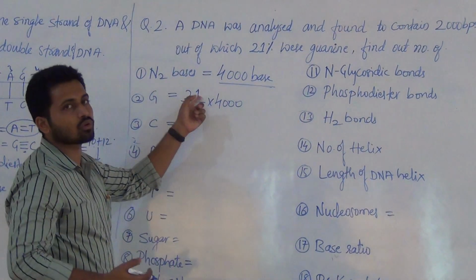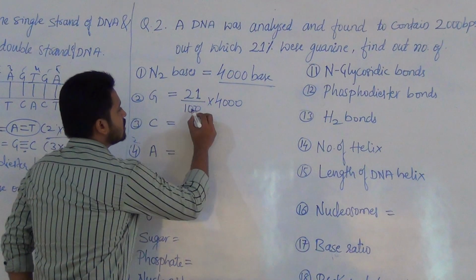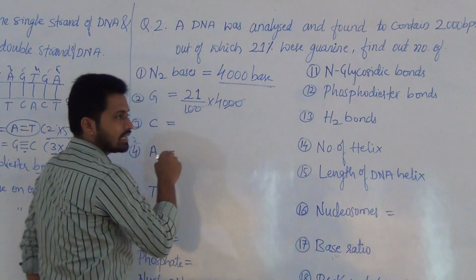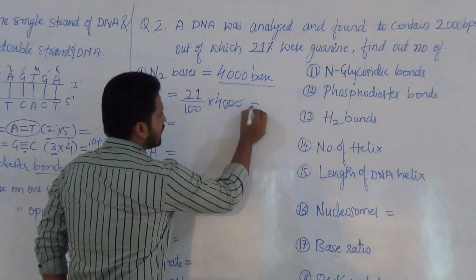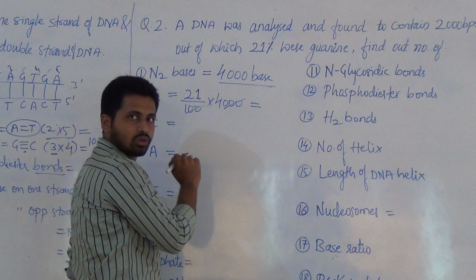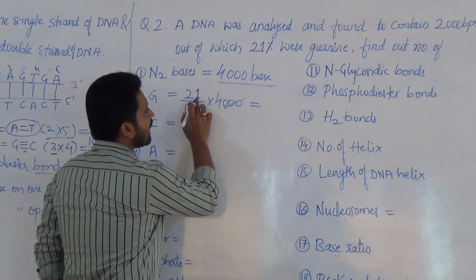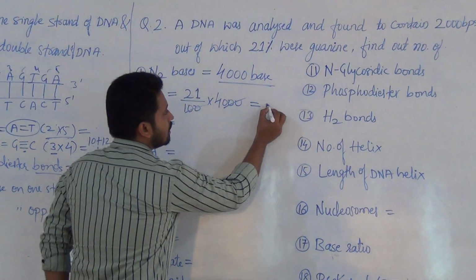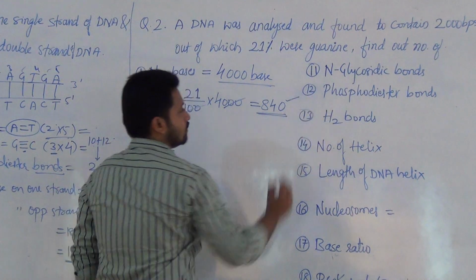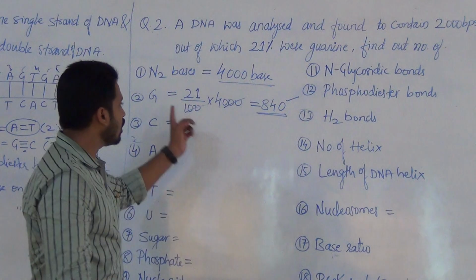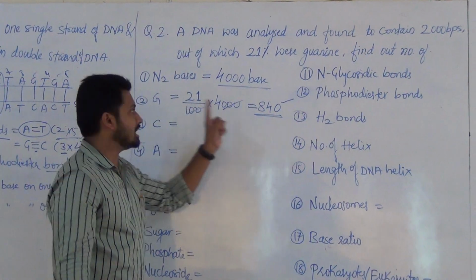So how much guanine are we going to calculate? These two zeros get cancelled. So 21 into 4, what will it be? 20 into 4 is 80, and 1 into 4 is 4, that is 84. It is going to form 840 guanine only. That is the number of guanine, 840.